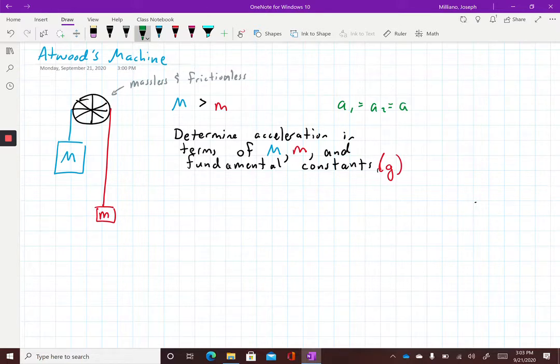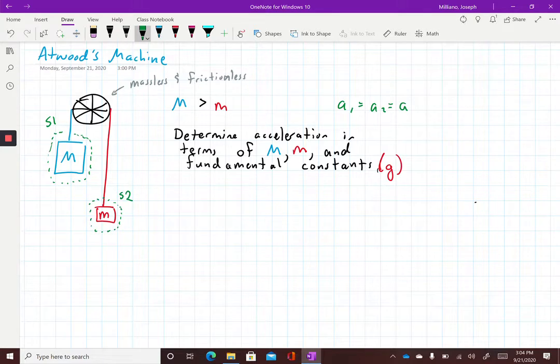Next, we're going to choose our system or systems. Here, we actually want to choose two separate systems. We want to choose the system that consists of block 1. We'll call that system 1. And we want to choose the system that consists of block 2. We'll call that one S2.